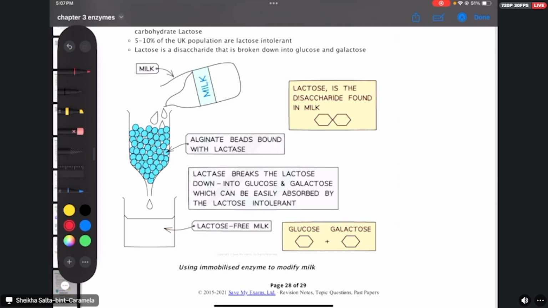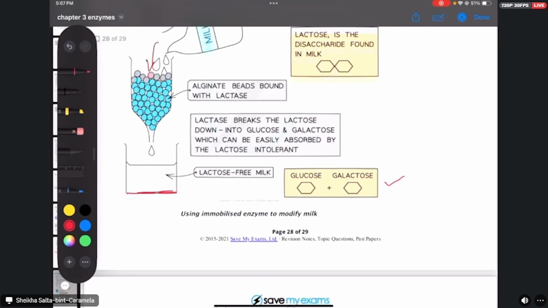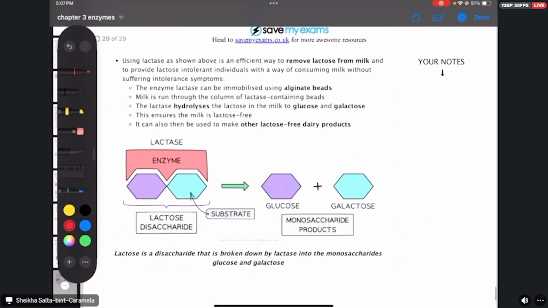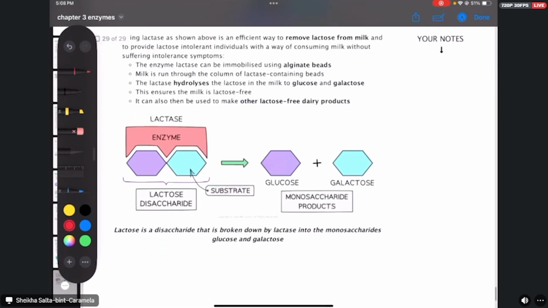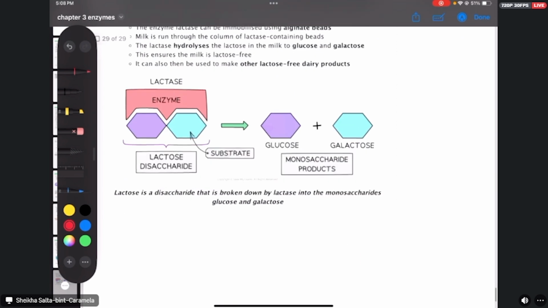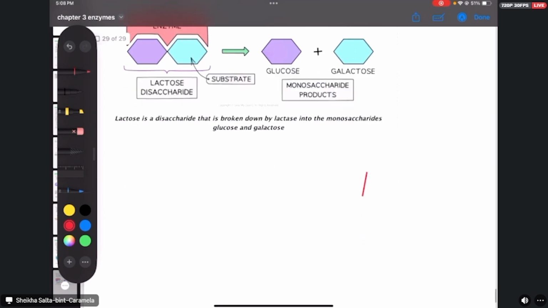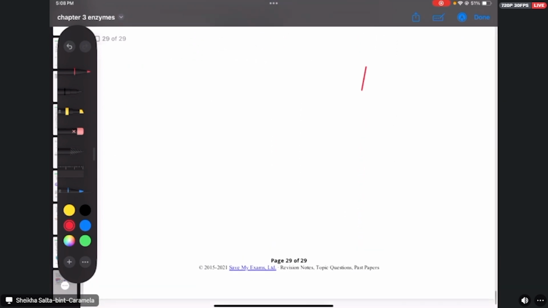The milk is poured over the alginate beads bound with lactase, and this milk passes through it, and whatever is collected in this beaker right here is lactose free milk. So this has the lactose sugar broken down. This can also be used to make other lactose free dairy products.